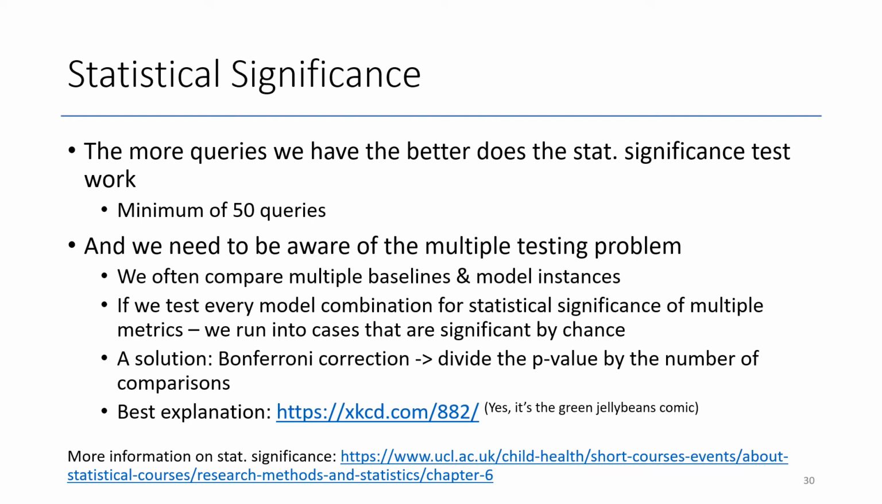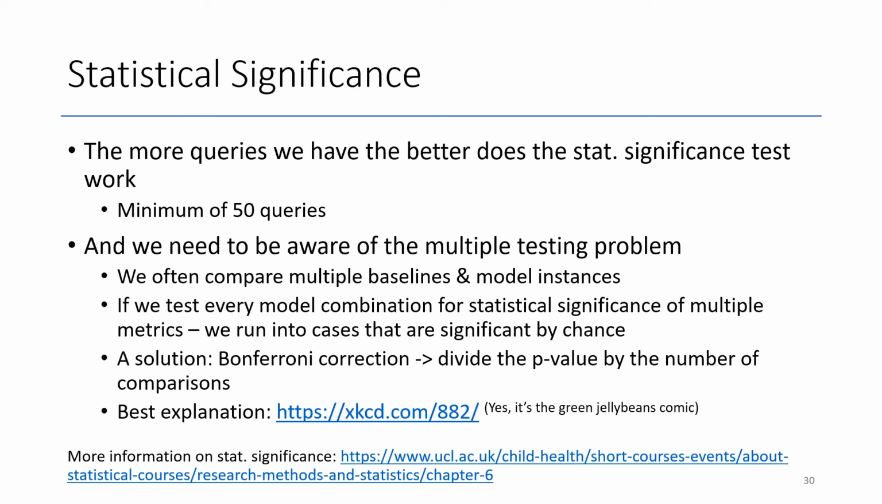And as in all statistical significance tests, the more queries we have, the better this test works and the more meaning it carries. Commonly we start with a minimum of 50 queries, but of course if you have a couple of hundred queries, it is much better.